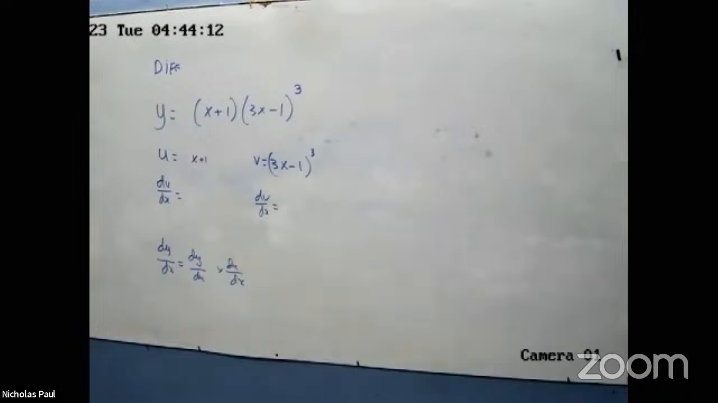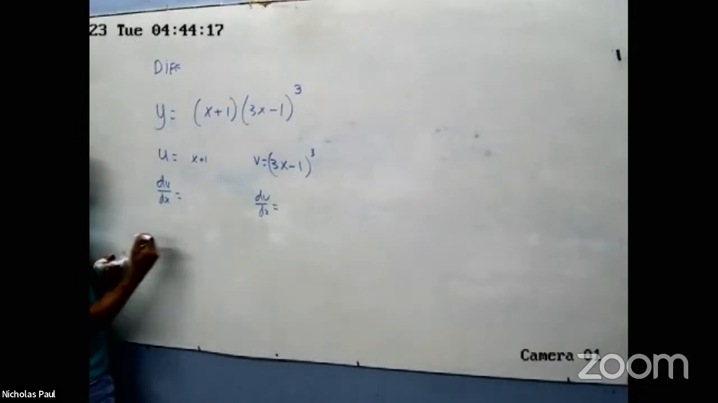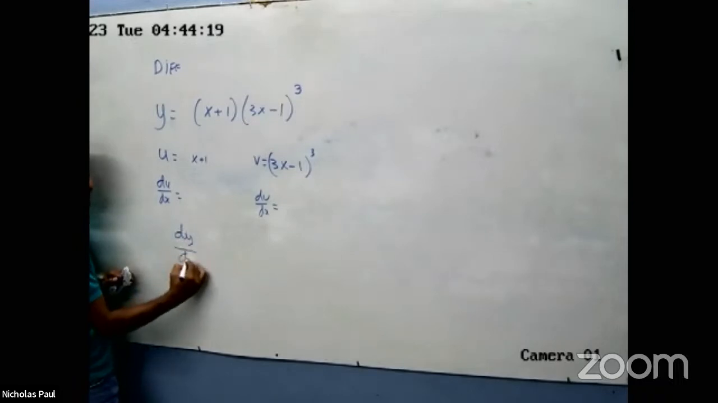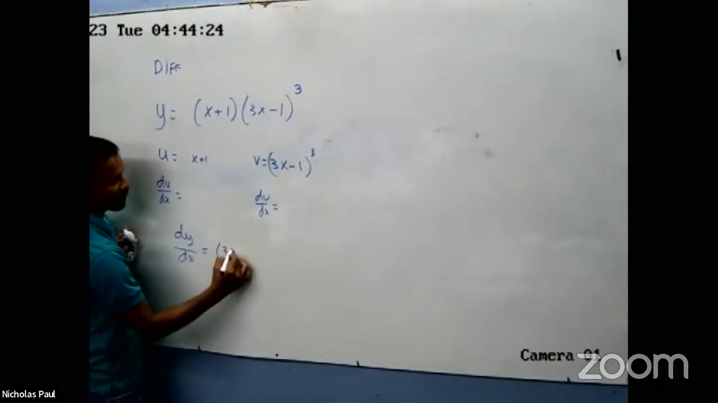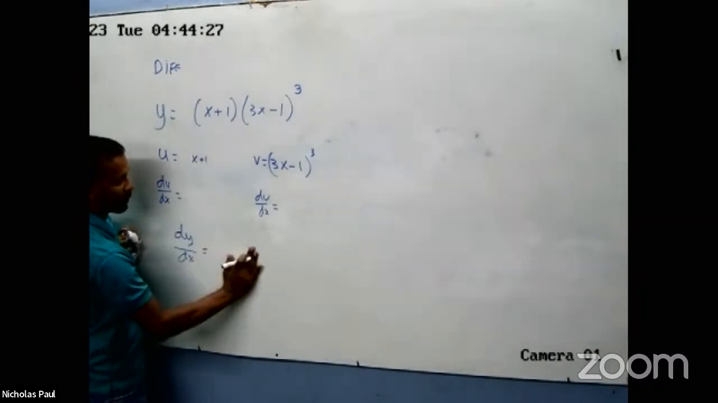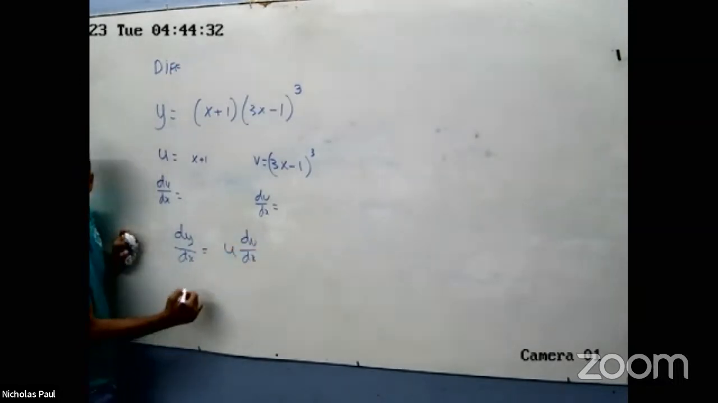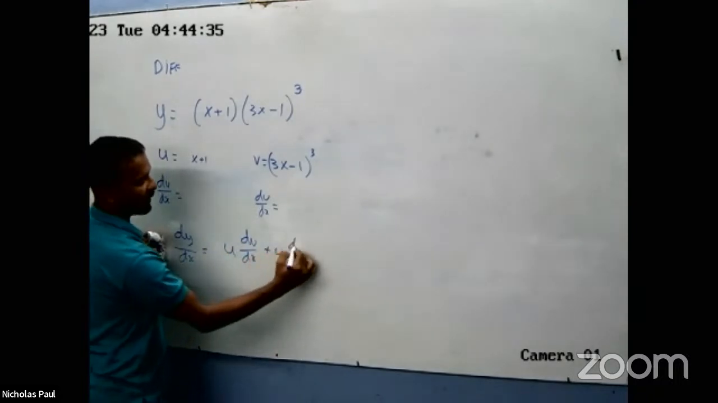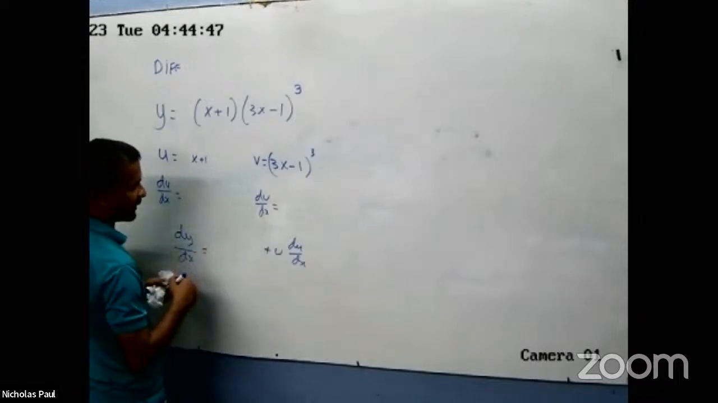All right, you want the formula there? I wrote the wrong formula. dy dx, product rule. So the formula is u dv dx. I wrote the wrong thing, right? u dv dx plus v du dx. So u dv dx plus v du dx.